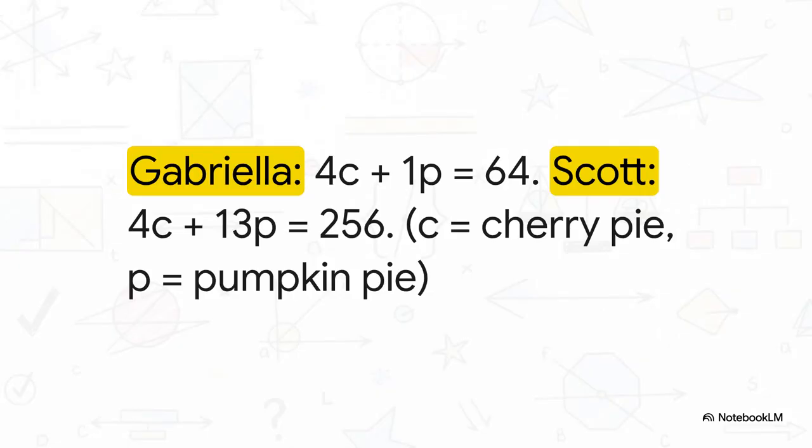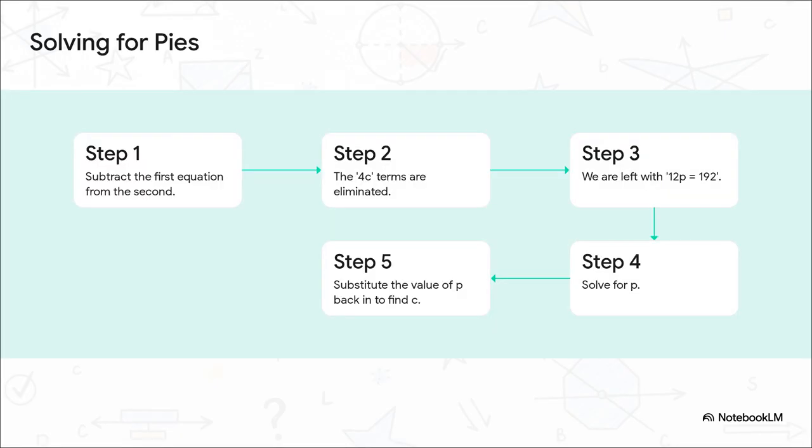And here it is. Let C stand for the cost of a cherry pie and P for a pumpkin pie. Gabriella's sale gives us that first equation. Scott's sale gives us the second. Now, look at that. The 4C terms are already lined up perfectly. This is just begging for the elimination method. Since both equations have that 4C term, elimination is definitely the way to go.